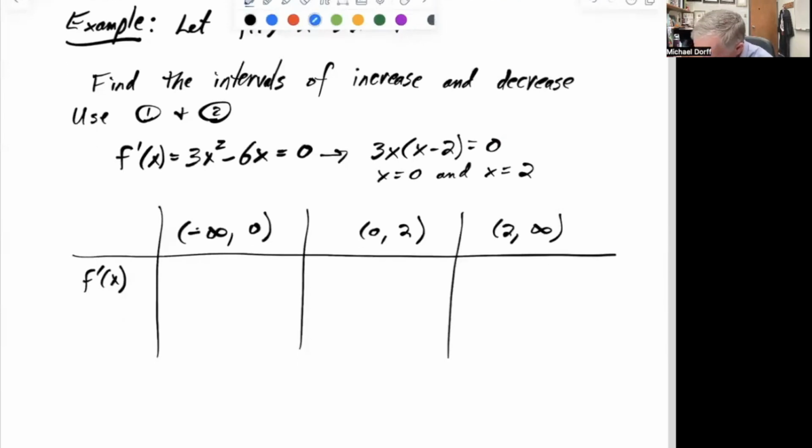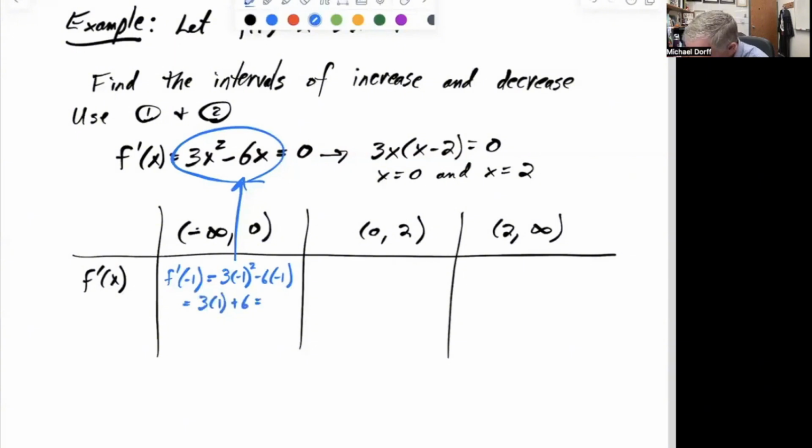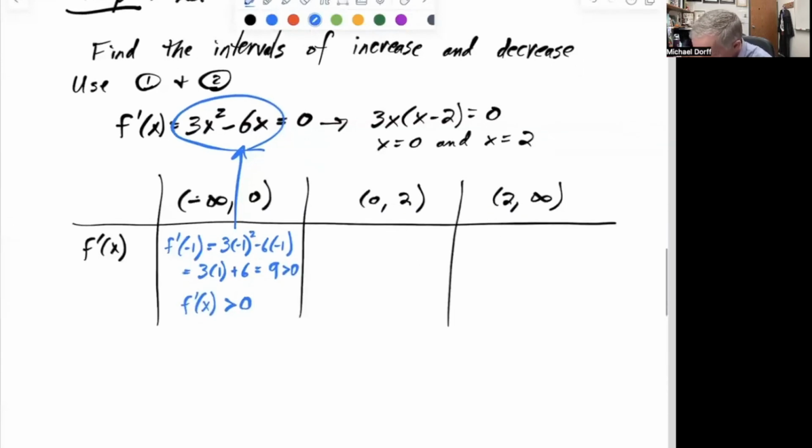So all we need to do is just take the derivative at some point inside that interval. So we're going to take the first interval from negative infinity to 0. We're going to take the derivative at -1. We plug that into the derivative function, not into the original function. So I'm going to use this here. I'm going to get 3 times -1 squared minus 6 times -1. So that's going to equal 3 times 1 plus 6, which is going to equal 9. That's greater than 0. So the derivative here is always going to be greater than 0. So that means f is increasing in this interval.